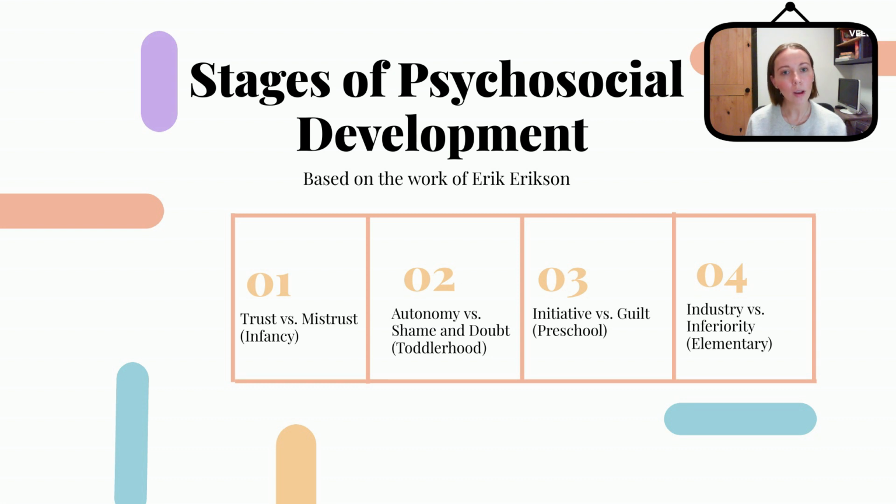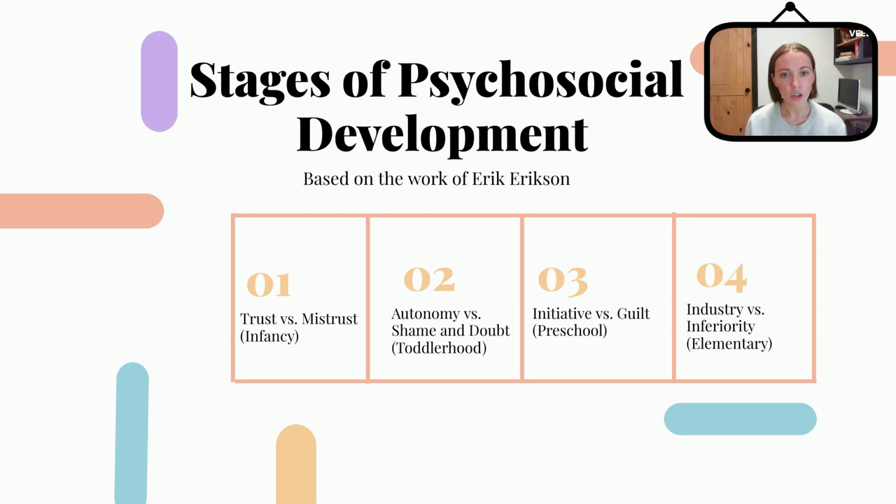This stage is from around 18 months to 3 years. In this stage, if a child is supported in their increased independence and allowed to explore their surroundings, they're going to become more confident and secure in themselves. On the other hand, if they're overly criticized or controlled, they may feel shame or doubt, and that can lead to lack of confidence or fear of trying new things and a sense of inadequacy.